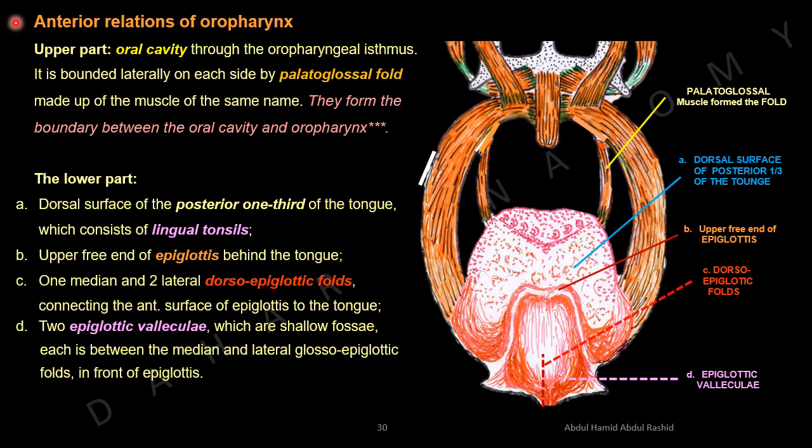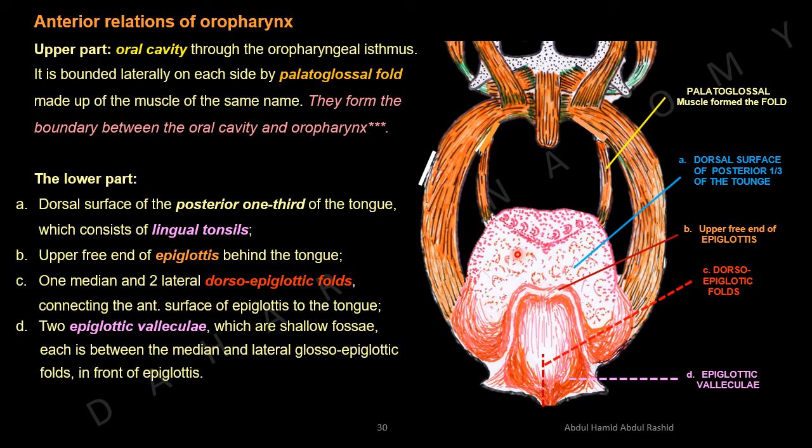Anterior relations of the oropharynx. Let's see the diagram first. We are in the oropharynx looking anterior, where we have the oral cavity is here. So the roof of the oral cavity is, you can see the soft palate here. On the lateral side of the oral cavity, we have two arches. The anterior one is called palatoglossal arch, made up of palatoglossus muscles. Posterior arch is palatopharyngeal arch, made up of palatopharyngeal muscles.